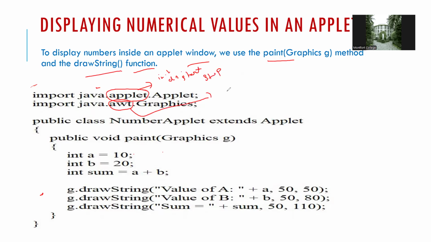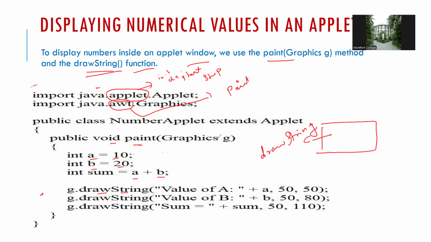In AWT, what do we have? We have paint. Now in this program we are going to paint. We have used void paint. Here a is equal to 10, b is equal to 20, which we are adding. Sum is equal to, then the value of a. drawString means we display whatever we put into the applet window. If it is text, we have to use the drawString function. That's why I have given the drawString function here.